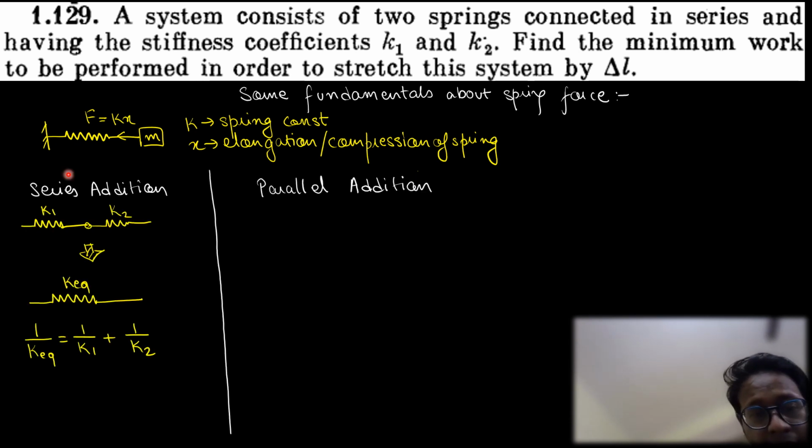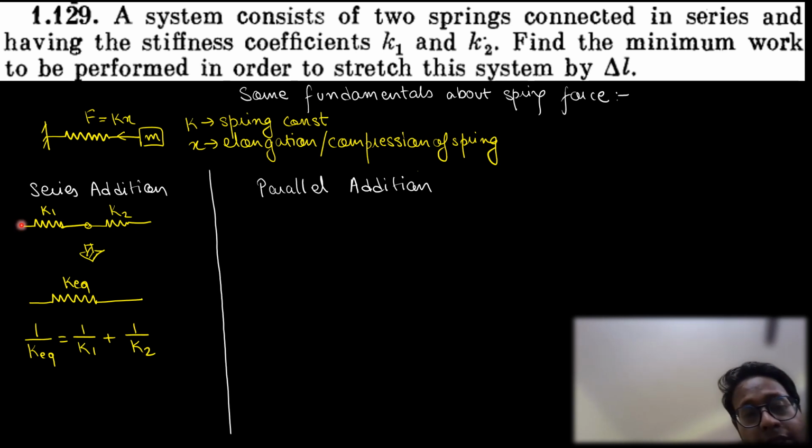Now the first one is series addition. Whenever two springs are added in series and it is replaced by an equivalent spring for the ease of calculation, the relation between k1, k2 and k equivalent is given by 1 by k equivalent is equal to 1 by k1 plus 1 by k2.